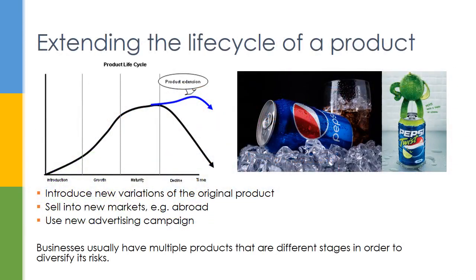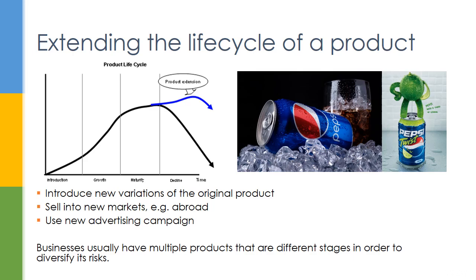So we talked about the maturity stage where the sales grow to a very high level, but growth is stunted, and eventually it goes into decline. So there are some product extension strategies which try to prevent the decline and try to increase its time in the maturity stage. So what can a business actually do? It can increase variation of the original product. So this could be Pepsi with Pepsi Twist. This is a variety to increase the lifetime.